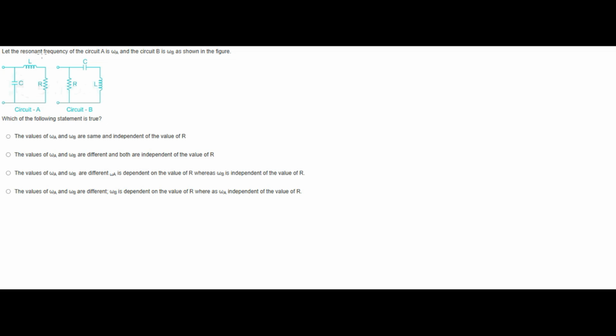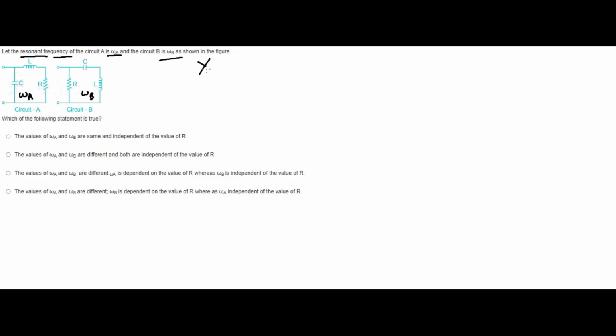This question: the resonant frequency of circuit A is omega A, and for circuit B they have mentioned it as omega B. So we have to find out which of these statements is correct. They are asking about the values of omega B likewise, right?